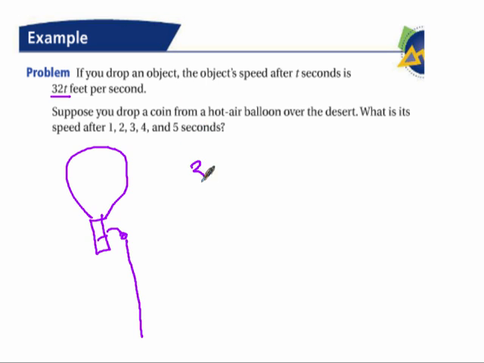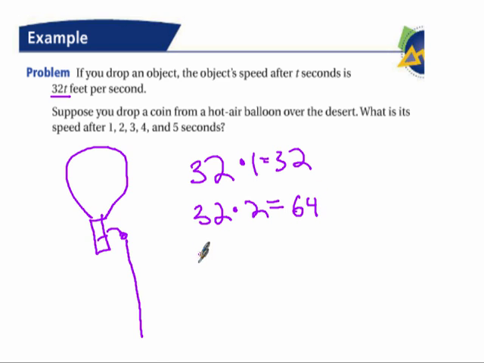So all you have to do is take your formula, 32t, and evaluate the expression by plugging in numbers for t. So 32 times 1, 32. How about 32 times 2? 64, and so on. How about if we want to know the speed after 5.5 seconds? So 32 times 5.5. Go ahead and figure that out and rejoin me when you're ready.